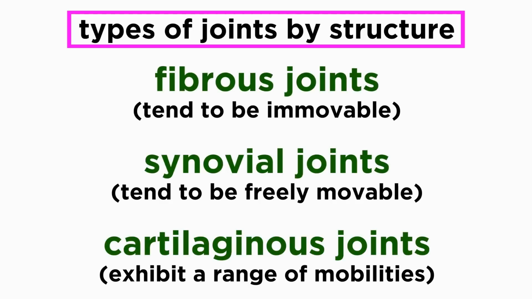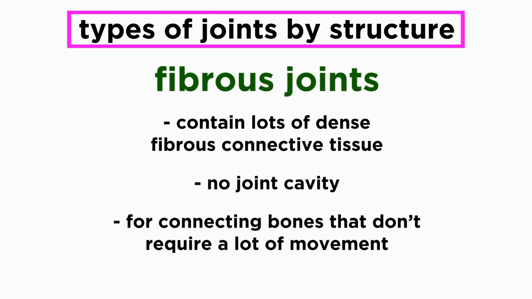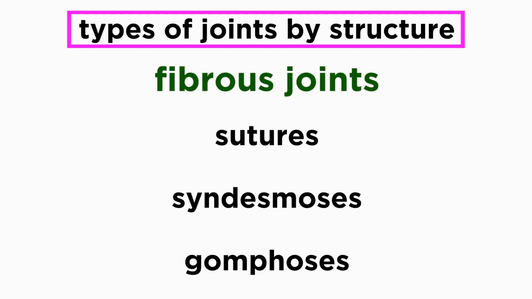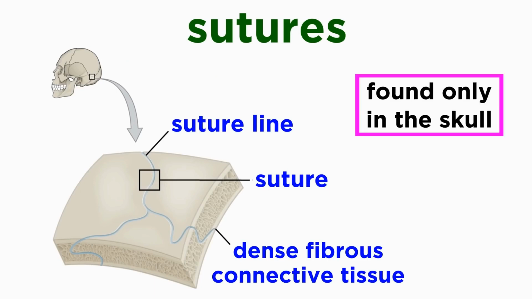Let's zoom in on each structural classification. First, with fibrous joints, there is a lot of dense fibrous connective tissue, and no joint cavity to speak of. These joints are for connecting bones that don't require a lot of movement. There are 3 types of fibrous joints. These are sutures, syndesmoses, and gomphoses.